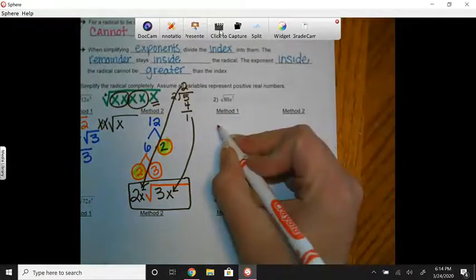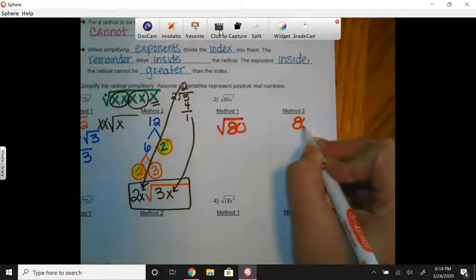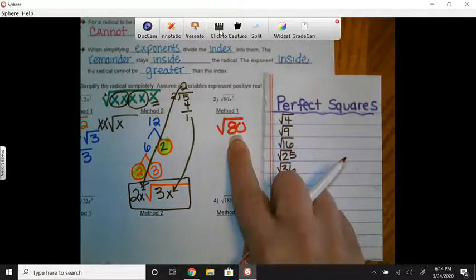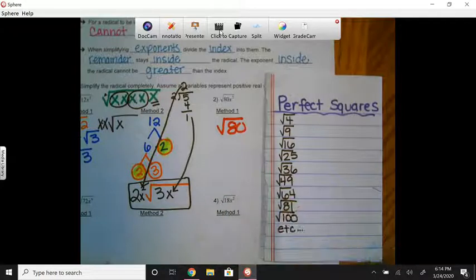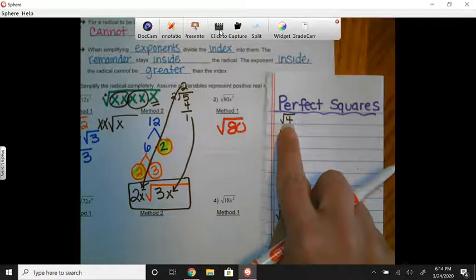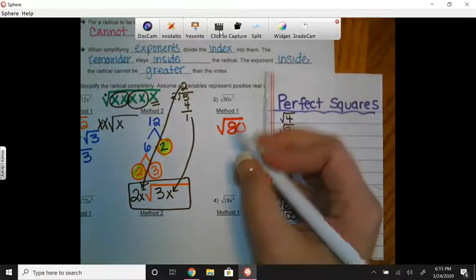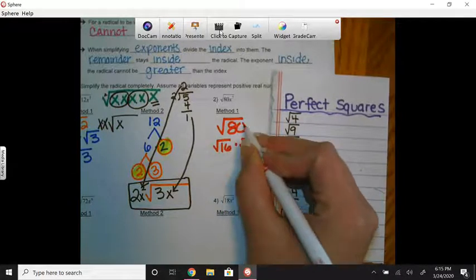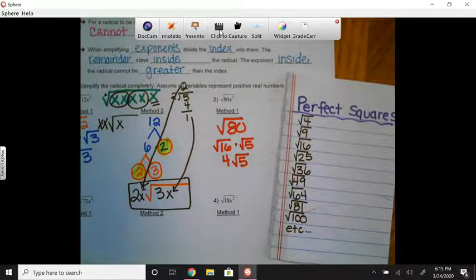So the difference between method 1 and method 2. Method 1 uses the perfect square list. So you need to pick a number on this list that can go into 80. If none of them do, then it's as simplified as it can be written. So I know that 4 goes into 80, but 16 also does. So if I pick 16, 16 times 5 is 80, and then the square root of 16 is 4. And we're done in one step.